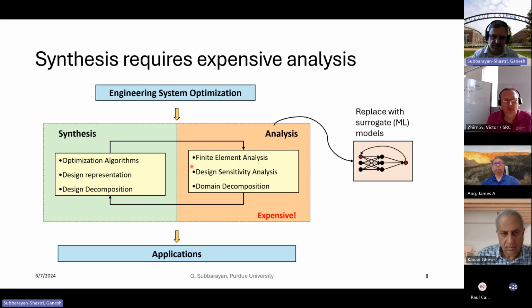Typically in mechanical design context, also in electromagnetic context, we would use finite element analysis. And if we could, we would do design sensitivity analysis, which gives you derivatives much more efficiently than brute force finite differences. We also need to pay attention to design representation. And I'm going to skip the last point.